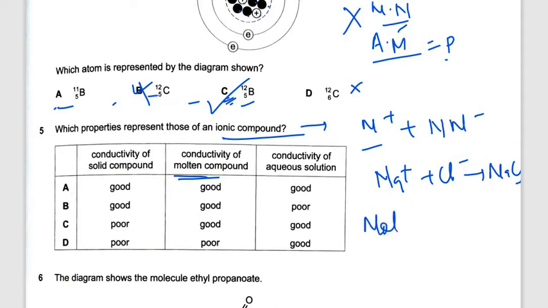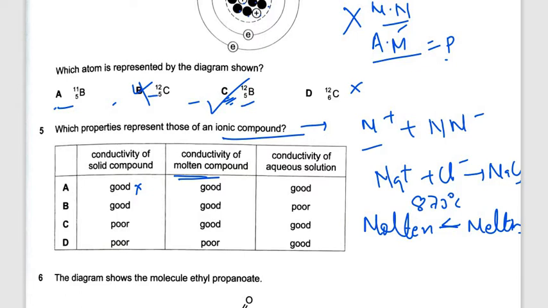What is the meaning of molten state? Molten comes from the word melting. So when you heat NaCl at around 873 degrees Celsius, it is going to convert into liquid form and it can conduct electricity. Now let's see the options. Solid, no, it cannot conduct electricity.